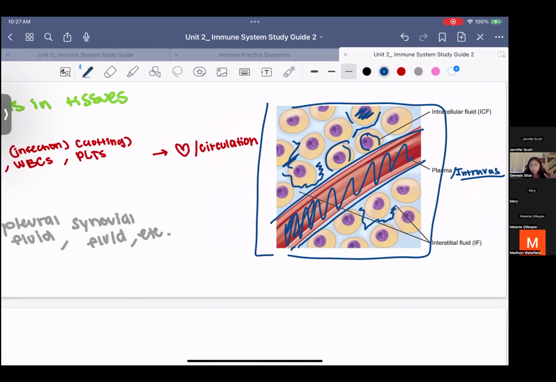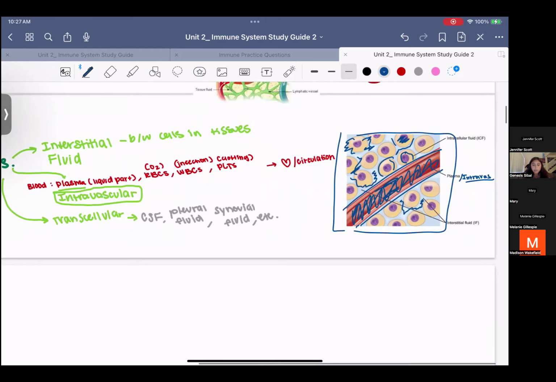So that includes plasma, that includes intravascular space, which just means in the actual vessel, that includes interstitial fluid, which is between the cells and the tissues. And then the last one you have is transcellular, but we don't really talk about this. It's basically just like CSF, pleural fluid, so in the lungs, synovial fluid, so in the joints.